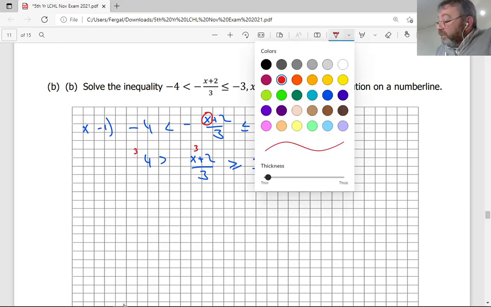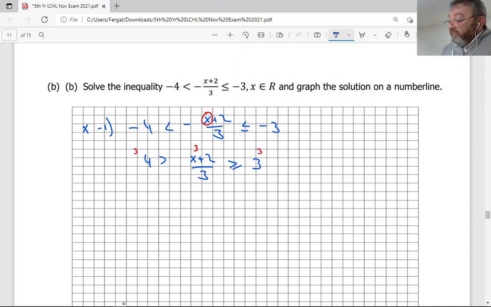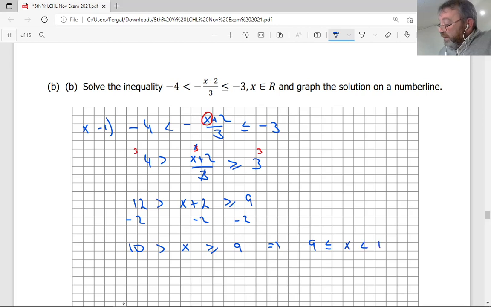What happens? Well, we get the following. 3 4s are 12. Then you get that 3 and that 3 cancelling. x plus 2 is left. And 3 3s are 9. And the final thing to do then is to take away 2 from every term. And you get 10, which is x. And then you get 9. So to write this properly, 9 less than or equal to x less than 10.